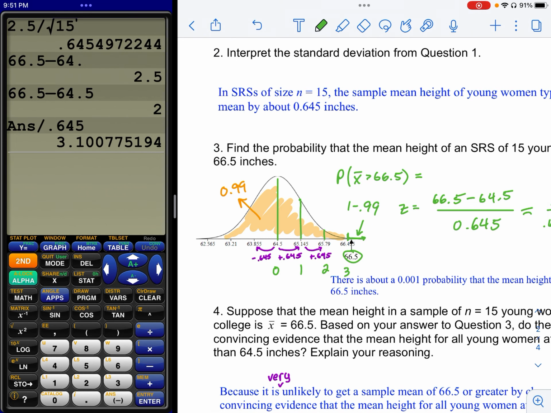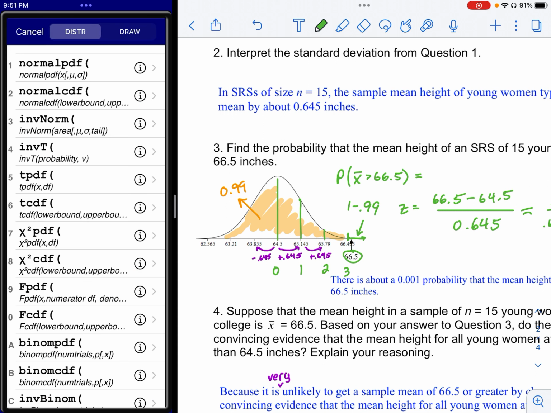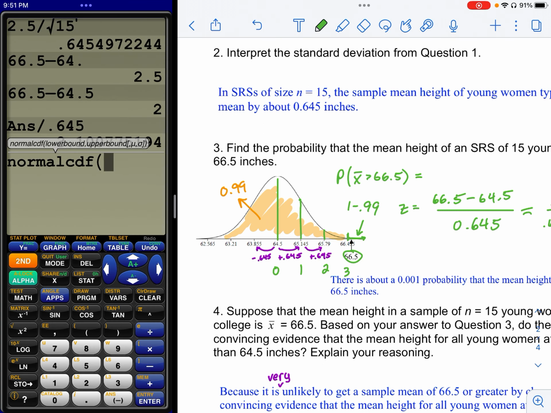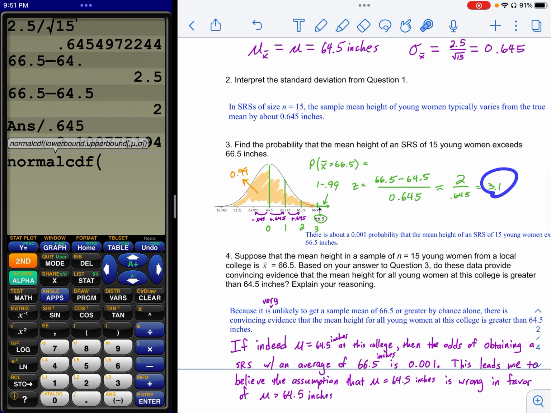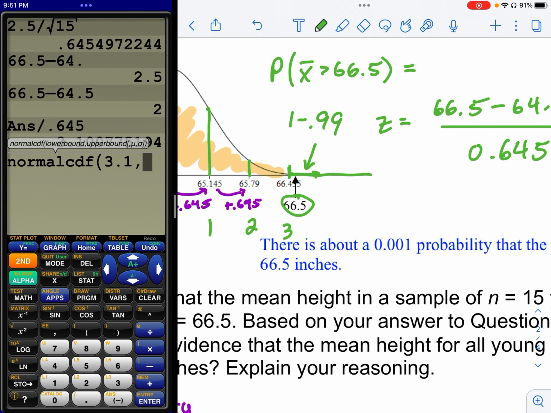Let's do it on the calculator too. I'm going to do the normal CDF button. My lower boundary is 3.1 right here. And my upper boundary, this is going to keep going forever that way. So if I wanted to extend it just to prove my point, 99 is what we put. So this here is 3.1 for my z-score. That's my lower, and my upper is 99.